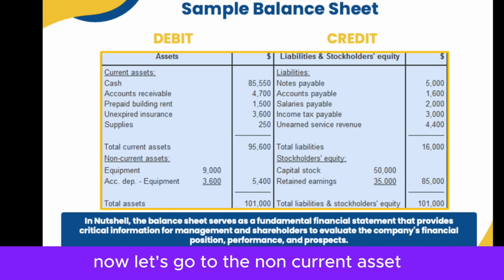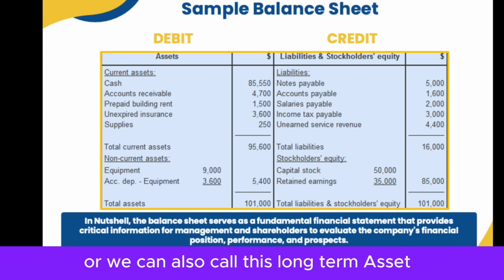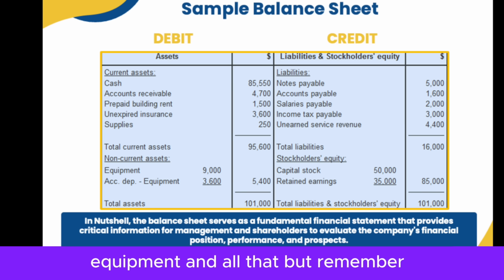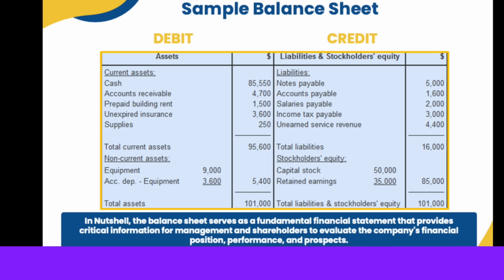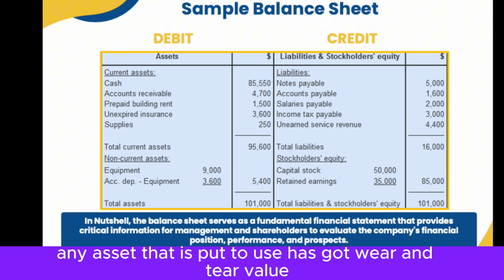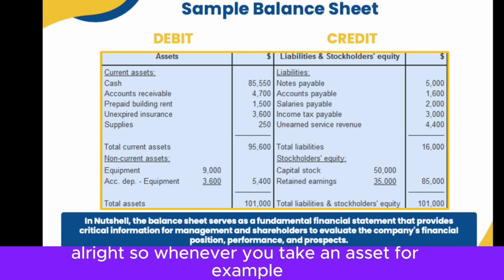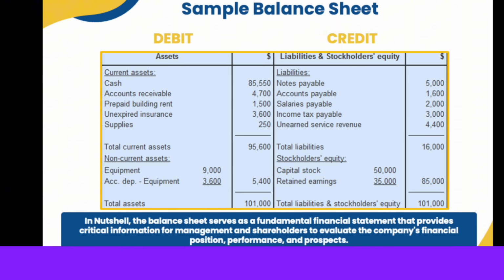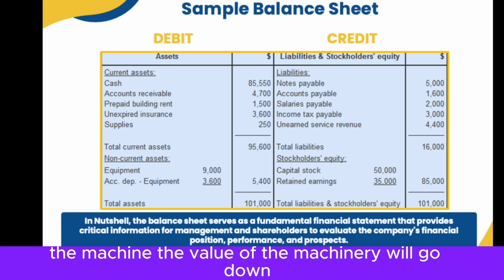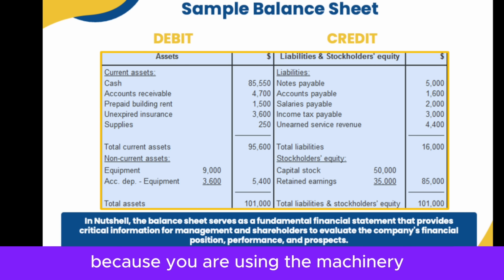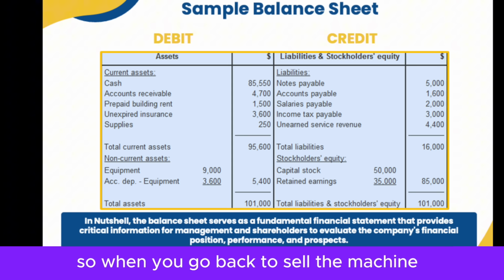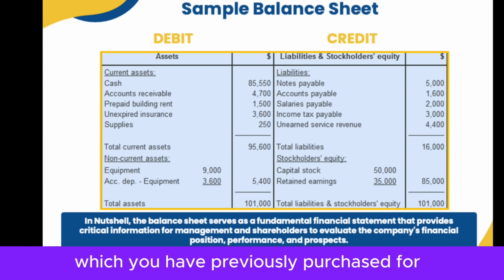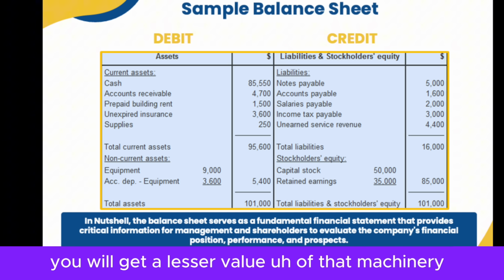Okay. Now let's go to the non-current assets, or we can also call them long-term assets. In long-term assets, you can account building, machineries, equipments, and all that. But remember, any asset which is put to use has got wear and tear value, all right? So whenever you take an asset, for example, you have taken a machinery for $100, over the period of 2 years, the value of the machinery will go down because you are using the machinery for your production purposes, right? So when you go back to sell the machine, you will not get the $100 value which you previously purchased it for. You will get a lesser value for that machinery.